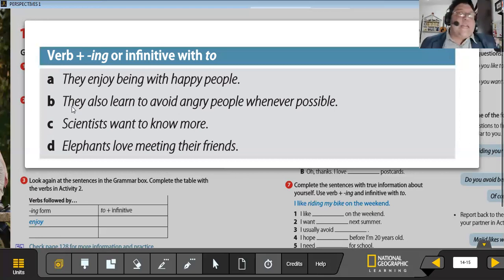I want to play video games. I want to play Among Us. I want to play Fortnite. Whatever you guys like to do. I want to watch TikTok. Notice how we're using to. I want to. Don't forget, please. And the last one. Elephants love meeting. We're using ing.